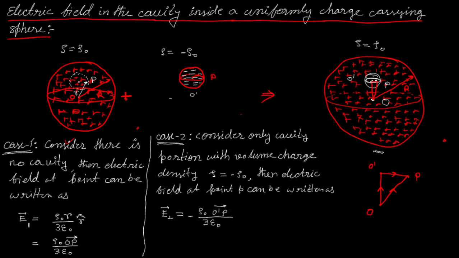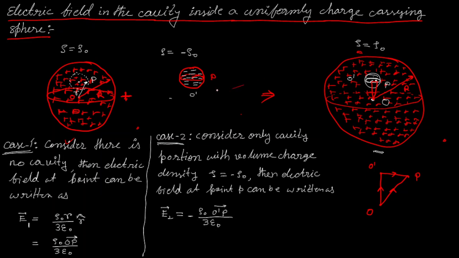So for that, you can consider two different situations. In the first case, we consider that there is no cavity, so it will behave like a uniformly charged sphere. So you can calculate the electric field at any point inside the cavity, that is point P, which in this case lies inside the charged sphere. And then in the next step, you have to consider only the cavity portion but with the opposite charge density. If the charge density is rho, then you have to take minus rho. And then you can calculate the electric field at point P because of this cavity portion only.